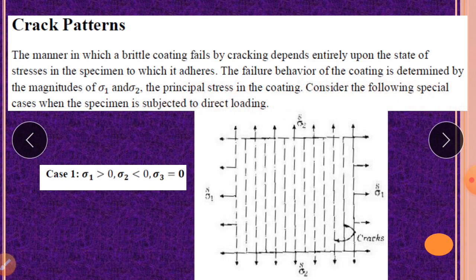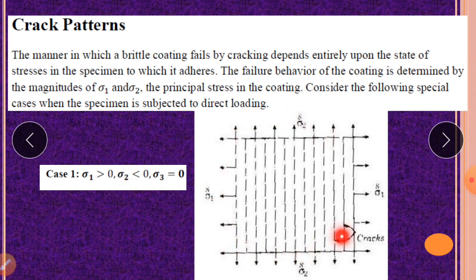Consider the following special cases when the specimen is subjected to direct loading. Some cases are considered here, showing how the cracks are going to be generated when the sigma 1 value or sigma 2 value changes. See here, first case, case 1, where sigma 1 is greater than 0, sigma 2 is less than 0, and sigma 3 is 0. Sigma 1 has a value greater than 0, and sigma 2 has a value less than 0, so it has negative stresses.